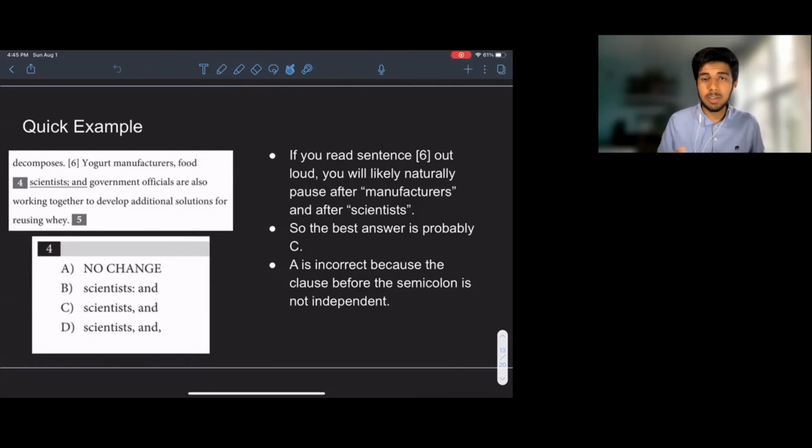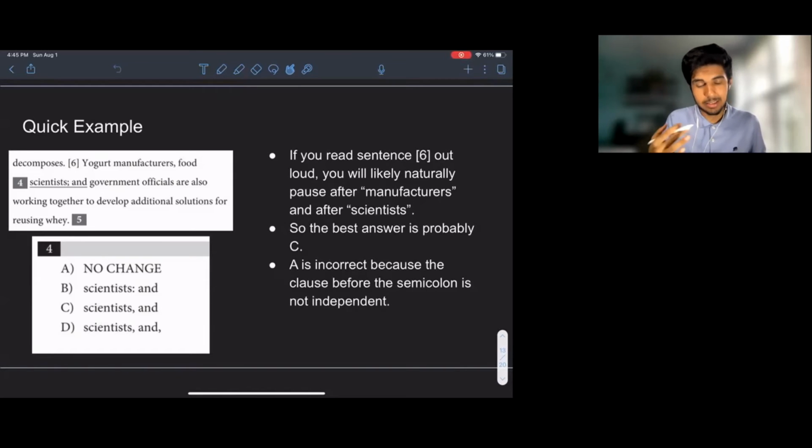Choice B is not correct. We didn't talk about colons, but it's not the correct answer. And then between A and C, if we look at A, we know semicolons must have an independent clause before and after. If we look before it, the clause is "yogurt manufacturers, food scientists." That's not an independent clause, it's not its own standalone sentence, so we can't use a semicolon.